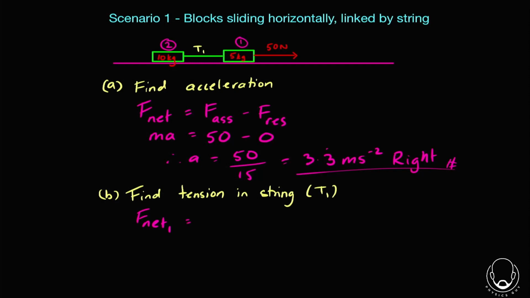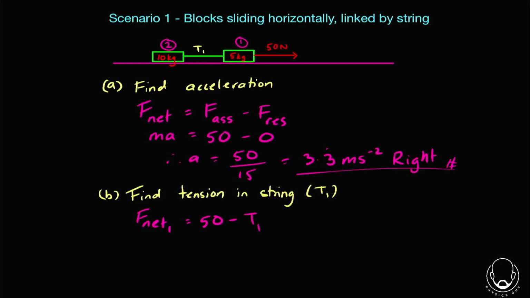The assistive force here is just the 50 newtons. Are there any resistive forces? Well, there actually is. Remember, tension's that weird force. According to the 10 kilo mass, tension's acting towards the right because it always acts away from the object, whereas according to the 5 kilo object, tension's acting towards the left, again away from the object along the string. So the net force on object 1 is 50 minus T1.